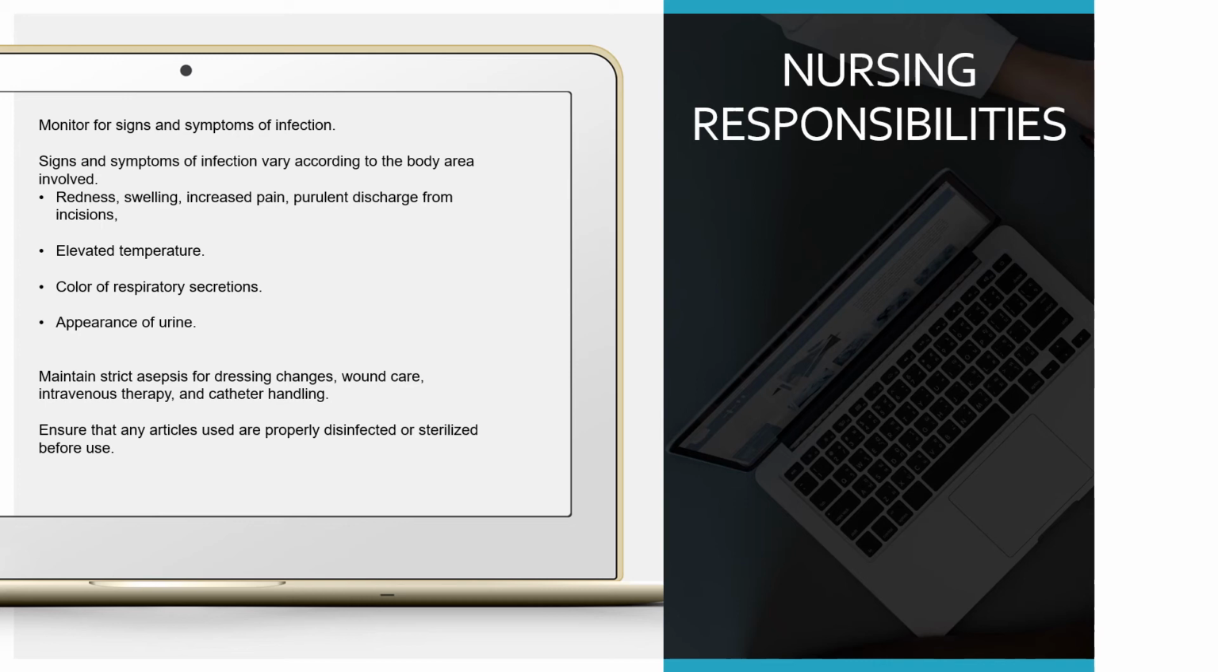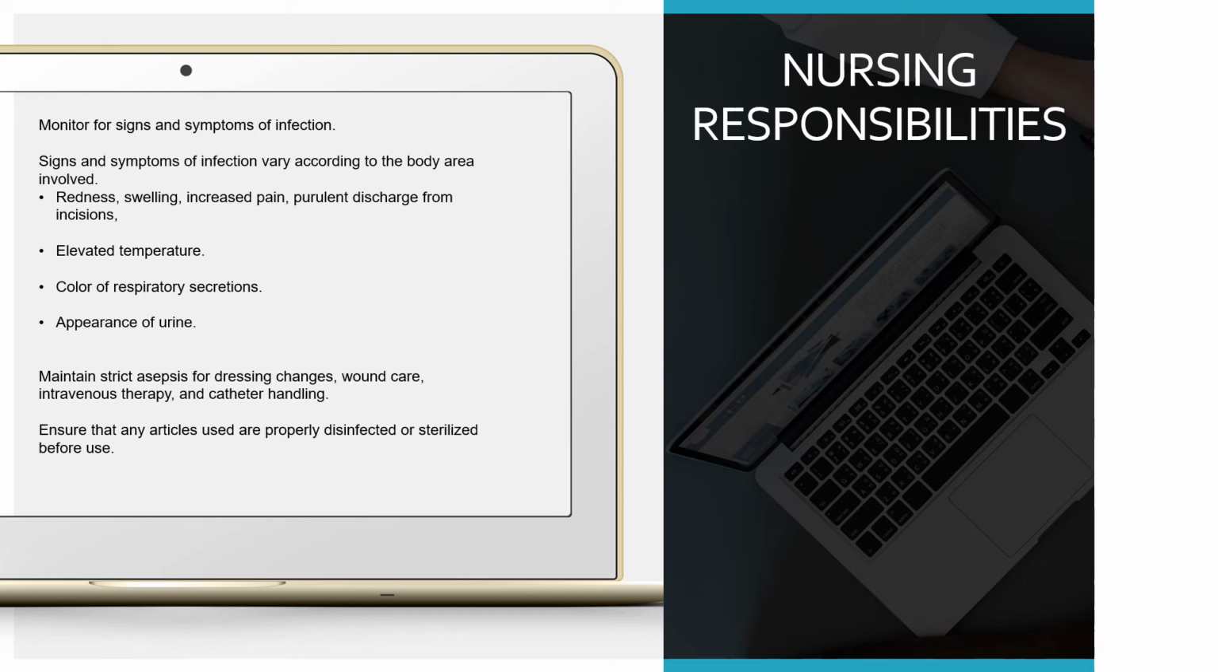Next will be elevated temperature. A temperature up to 38 degrees Celsius or 100.4 degrees Fahrenheit within 48 hours post-op is usually related to surgical stress. After 48 hours, a temperature greater than 37.7 degrees Celsius or 99.8 degrees Fahrenheit may indicate infection. Very high temperature accompanied by sweating and chills may indicate septicemia.